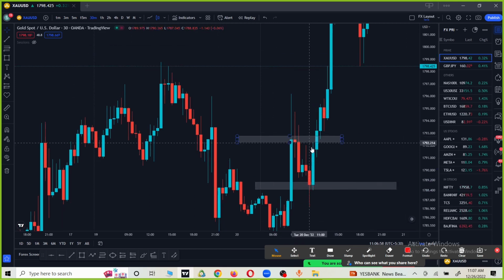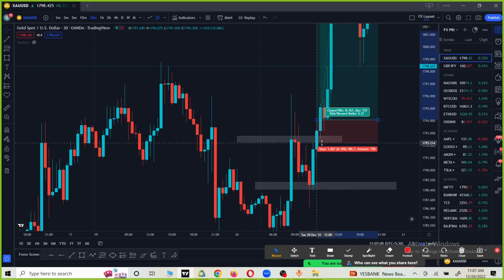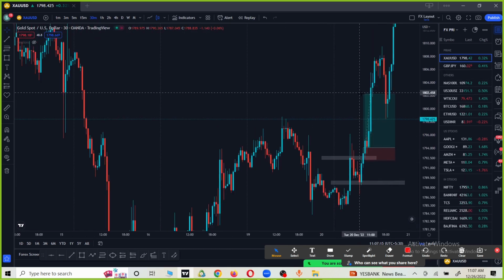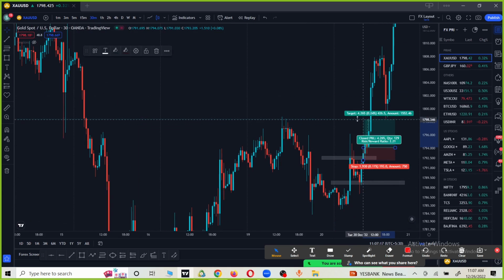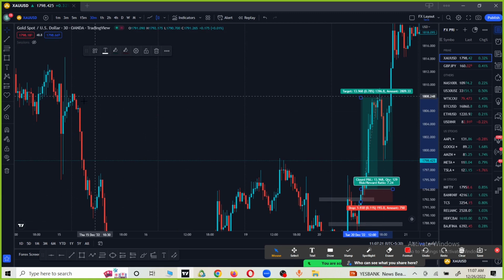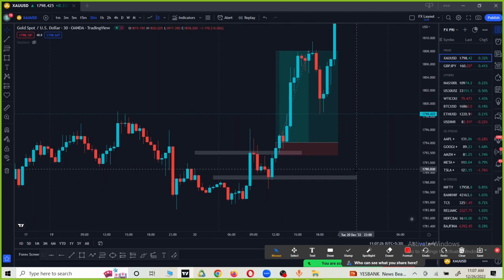So we have resistance, support, and as you can see, this new candle broke and closed above the previous resistance. So we could enter the trade once the next candle breaks the high. We could put our stop loss below the current candle, and target can be the previous target. The first target can be this one. The second target, as you can see, is going to be our next target. So now that's one entry.